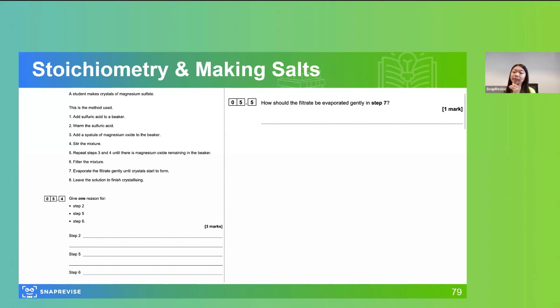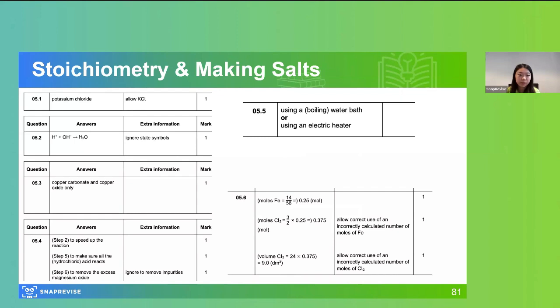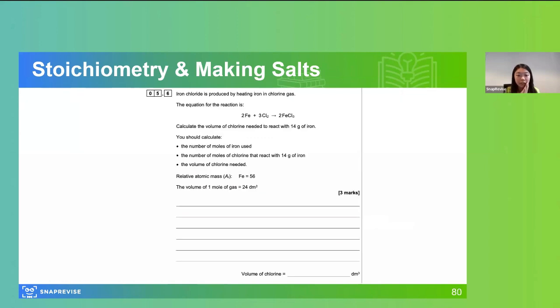Final part, how should the filtrate be evaporated gently in step 7? Again, I mentioned earlier, there's only 2 things you would evaporate it with, either a water bath or an electric heater. So any of these 2 would be completely fine. So that would be the mark scheme for this question. So now I want you guys to actually try.